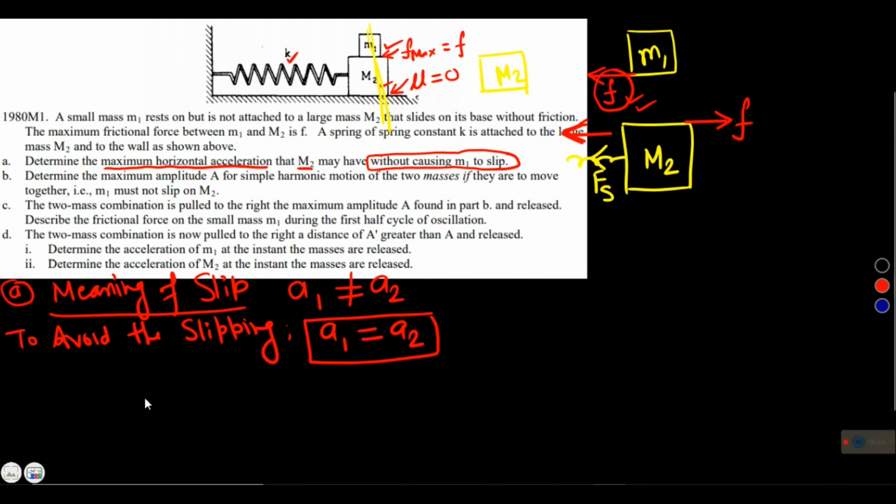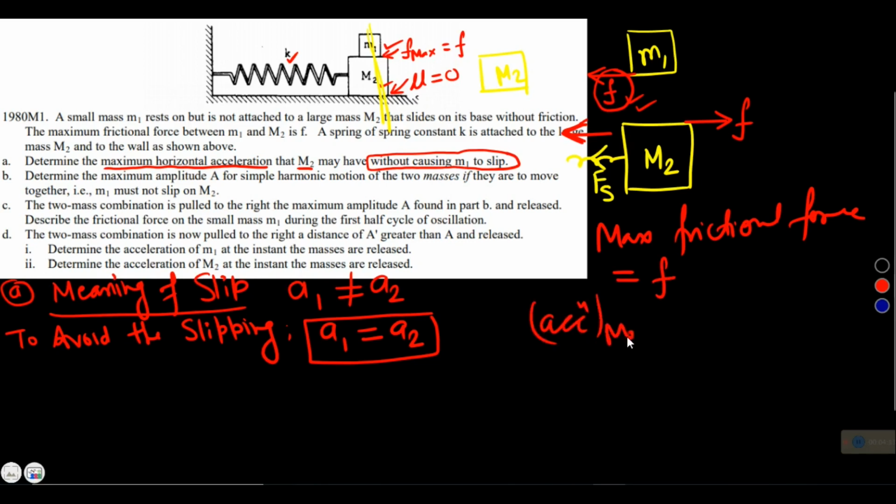So what is the maximum force? The maximum frictional force is equal to F. So what should be the acceleration? The maximum acceleration of block m1, what will it be? It will be the net force upon this mass m1. So this is the maximum possible acceleration of block m1. Let us suppose this is a1, and this is the maximum acceleration.